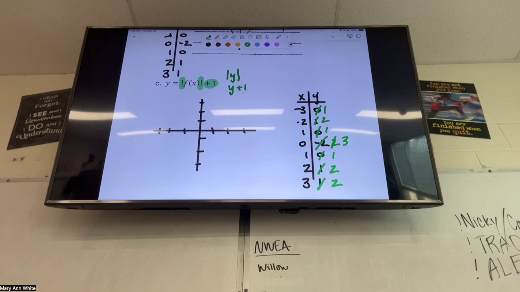Now I'm going to graph them. So I've got -3, 1, -2, 2.